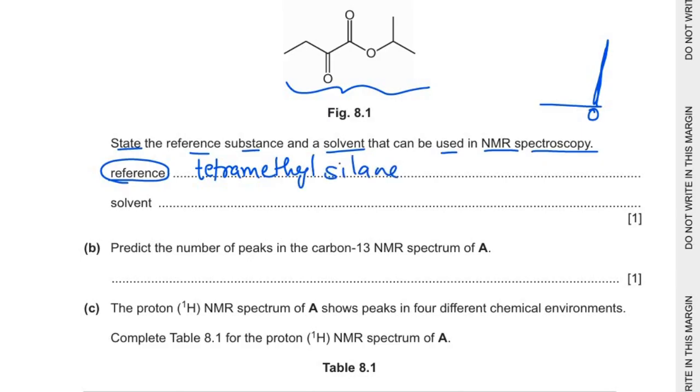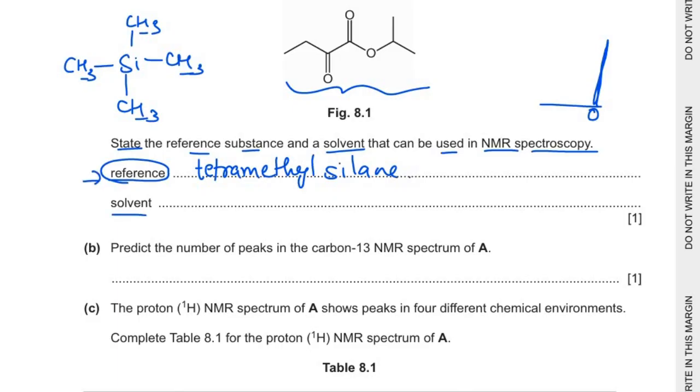Tetramethylsilane is the common reference substance which is used because it has a silicon surrounded by 4 methyl groups, and it gives a very sharp peak at 0. Why? Because all the protons present are in the same environment, so it's going to produce just one peak, but that's going to be very sharp and high, and so that's why it's called a reference peak.